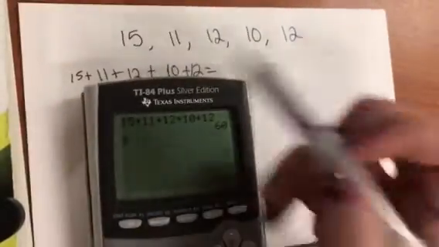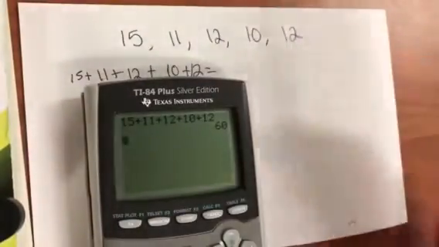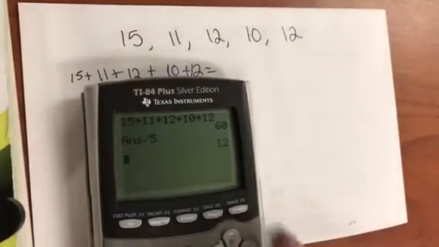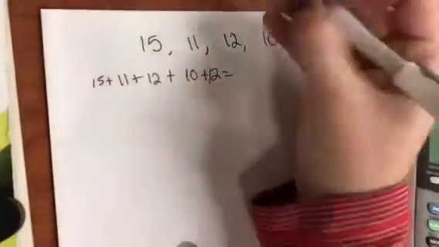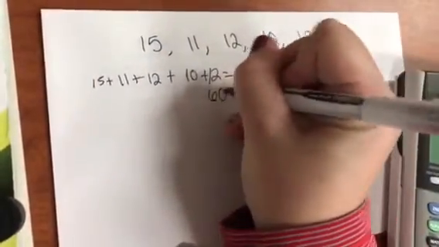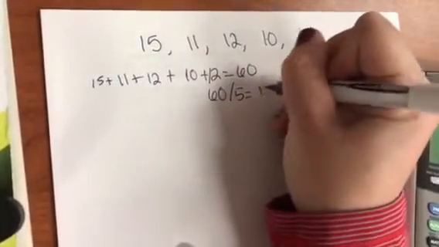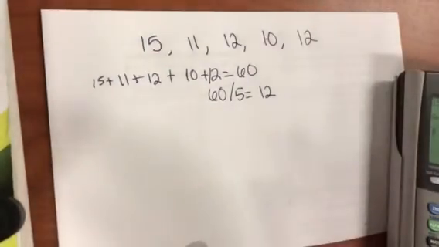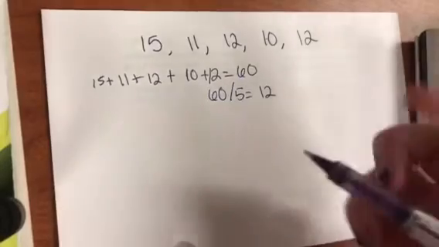Well, how many numbers did we have? 1, 2, 3, 4, 5. So we divide it by 5. I can do that in my head. It is 12. So this was 60. 60 divided by 5 equals 12. So my mean is 12. Okay, so we got the mean. I know what's next.